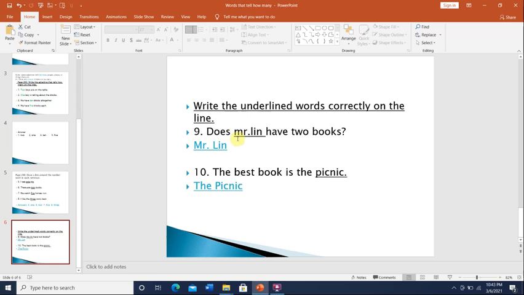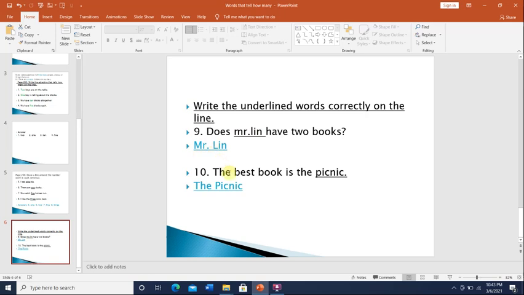An abbreviation is when we have a word and we want to make it smaller. We take the first letter and make it capital, and the last letter, which is r, we write small, and then we put a period. That's how you write the abbreviation for Mister. And Mr. Lin is his name, so it's a proper noun. We must begin with a capital letter. So this is how you write Mr. Lin.